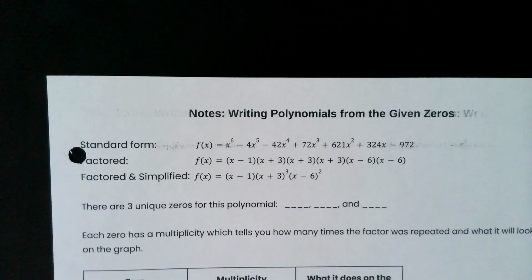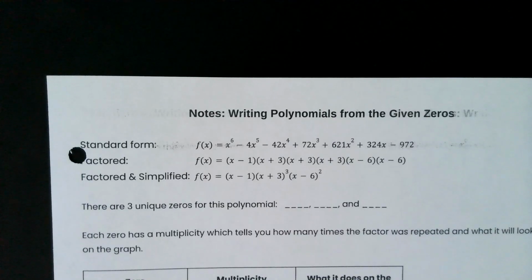What we're going to do today is we're going to do this process backwards. So what we're going to start with is they're going to tell us what the zeros are. We're going to take those zeros and put them back in what their factors would look like, and then we're going to multiply the factors back together so that we'll end up with a long equation at the end.